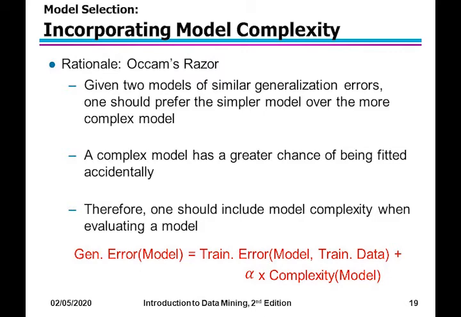모델 컴플렉시티를 반영하는 데 있어서의 rational, 이론적 해석은 오캄스 레이저입니다. 두 개의 모델이 유사한 generalization error를 갖고 있으면 간단한 모델을 더 복잡한 모델보다 선호한다는 것입니다. 컴플렉스 모델은 트레이닝 데이터에 맞게 우연하게 피팅되었을 수도 있습니다. 그러므로 모델 컴플렉시티를 모델을 평가할 때 반영해야 됩니다. 아래 식을 보면 generalization error는 트레이닝 에러에 모델의 컴플렉시티에 알파 값을 곱한 것을 더한 것임을 알 수 있습니다. 여기서 알파 값은 컴플렉시티를 어느 정도 반영할 것인가를 결정하는 것입니다.